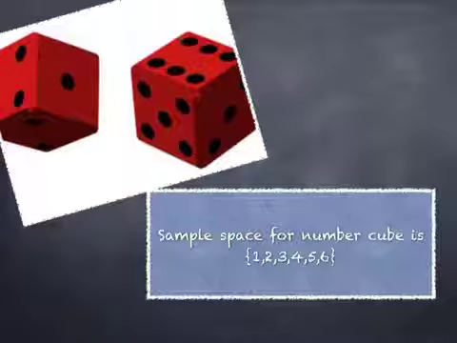All right, so the sample space for a number cube can be written as a list, and that list would consist of the numbers 1 through 6: 1, 2, 3, 4, 5, 6. Those are the sample space. That's a sample space for the possible outcomes of a number cube.